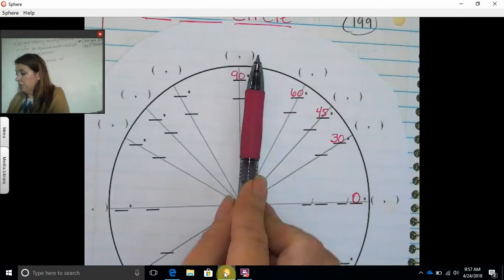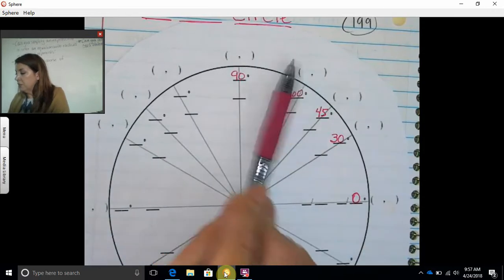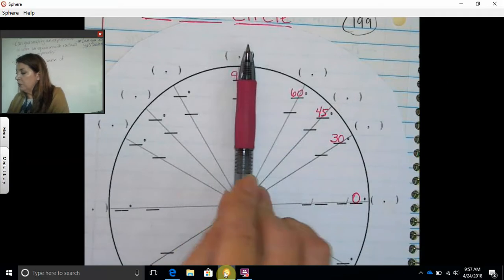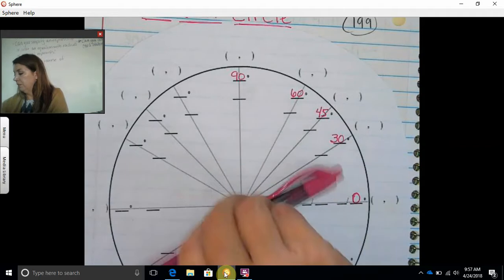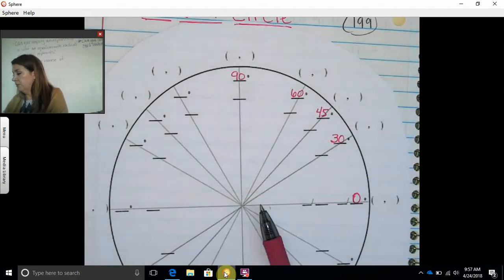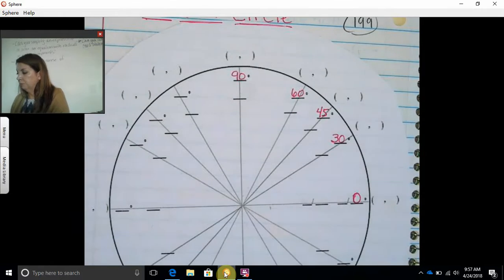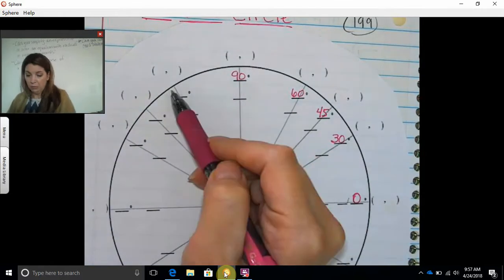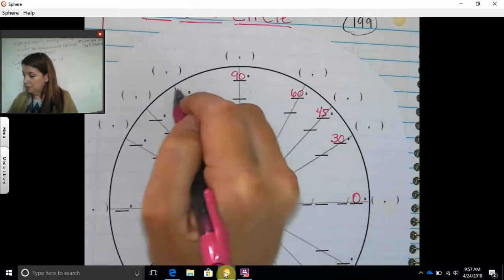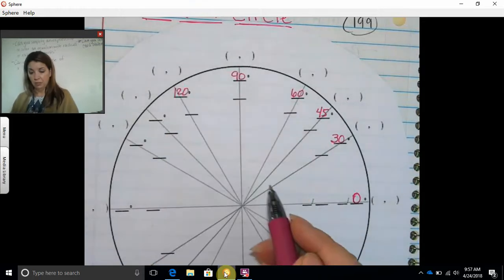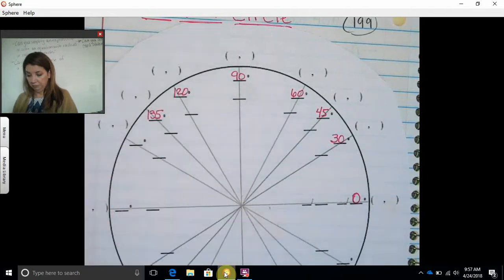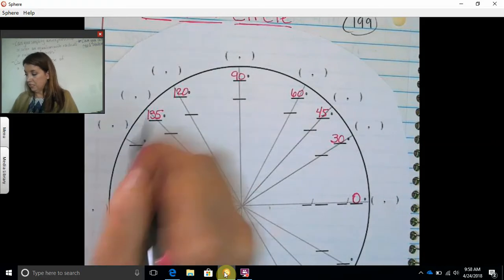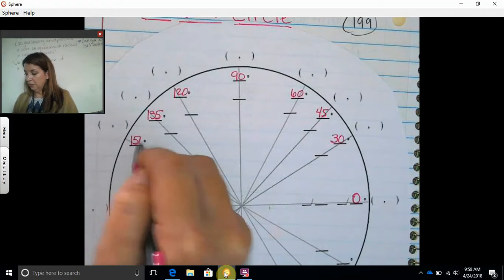So that next big jump, there was 30 degrees between this angle and this angle. Well, there's going to be 30 degrees here, 15, 15, 30 degrees. Does that make sense? So 90 plus 30 would be 120 degrees. Plus 15 degrees is 135 degrees. Plus another 15 degrees is 150 degrees.